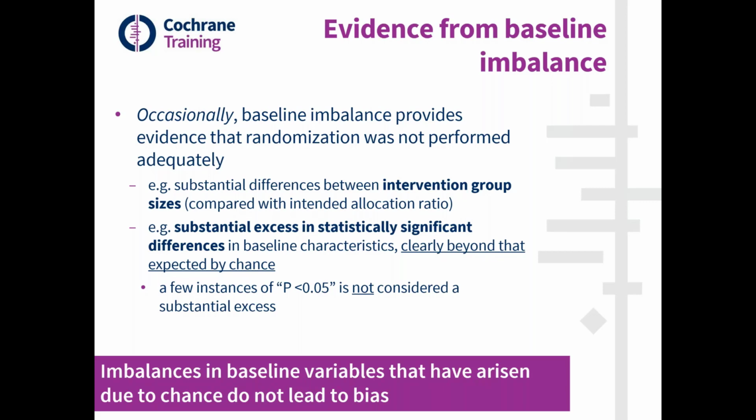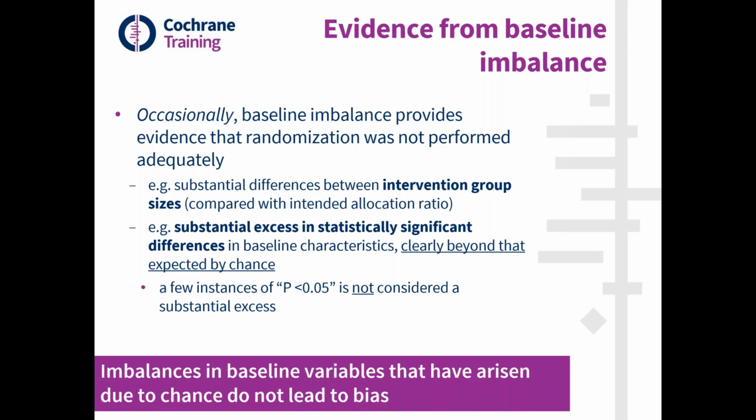Another thing that might be a cause for concern is a substantial excess in statistically significant differences in baseline characteristics between the intervention groups, again, beyond what would be expected by chance, or imbalance in key prognostic factors, again, that are unlikely to be due to chance. So I'm just going to repeat again, this is not a few instances of p less than 0.05. What we're really looking for here is clear differences that are really unlikely to have occurred by chance.